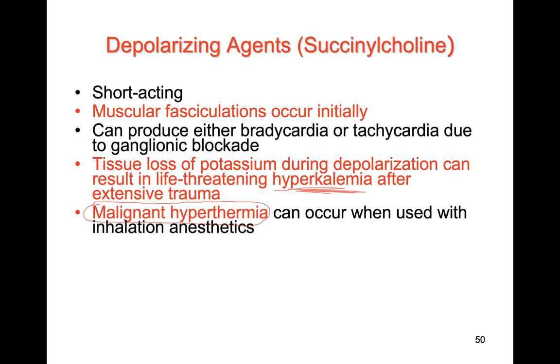So with malignant hyperthermia, what happens is basically your body temperature just starts rising, and you run fevers. You can run a fever in excess of 105 or greater. So that is one of the things that we worry about with using these drugs.